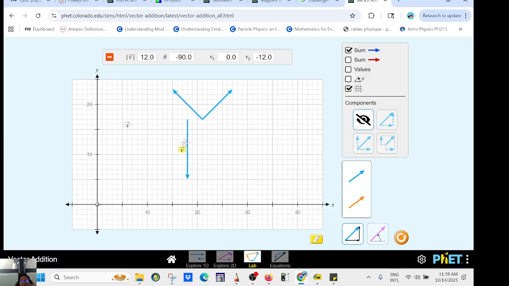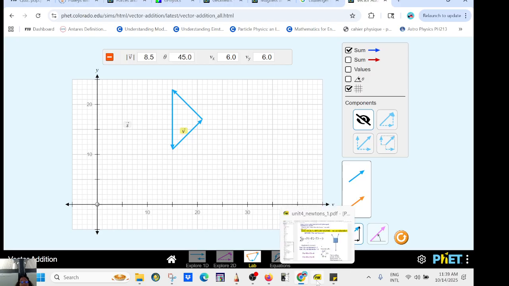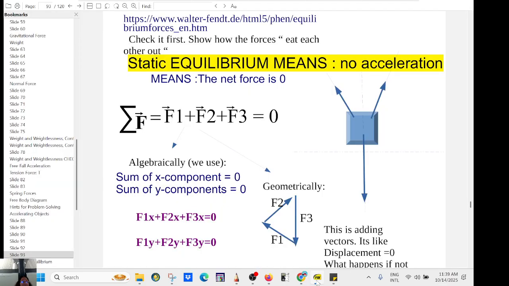I can do the tail to head. So if I do the tail to head, you go back to the same place. So it's like the displacement equals 0 if you go back to the same place. You go this way, that way, you go back. The sum equals 0. So it's called the vector sum. Okay?